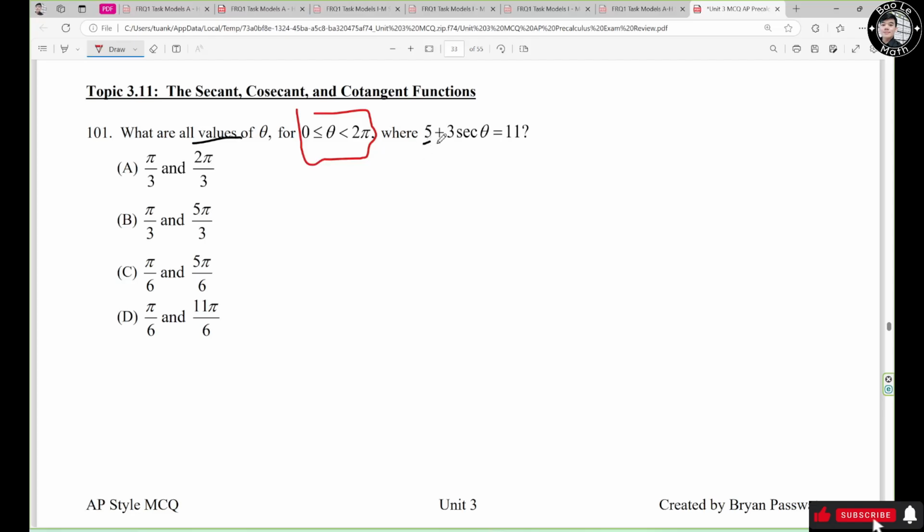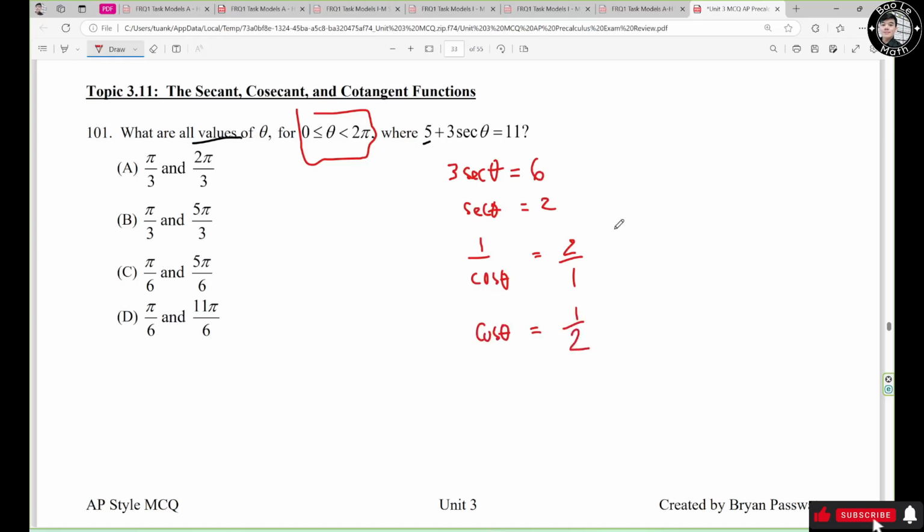So first I need to isolate secant theta. So I need to subtract 5, so you have 3 secant theta equals 6. Divide both sides by 3, so secant theta equals 2. Now I need to convert secant to cosine. So it's going to be 1 over cosine theta equals 2 over 1. Now I just flip this one, so it will be cosine theta equals 1 half.